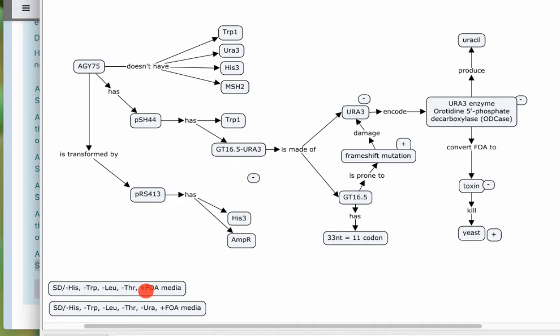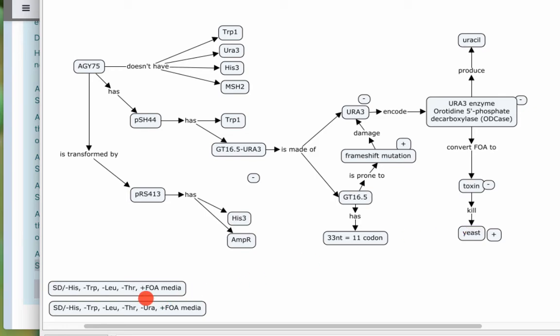Now we are left with FOA in one medium, and FOA in combination with the lack of uracil in the second medium. The growth performance of the 3 yeast strains in FOA medium, we have discussed already. It depends on whether the frameshift mutation is going to be fixed or not. If the URA3 enzyme is not functional, we're going to get growth. If the URA3 enzyme is functional, then we are not going to get growth, because the yeast is going to be killed.